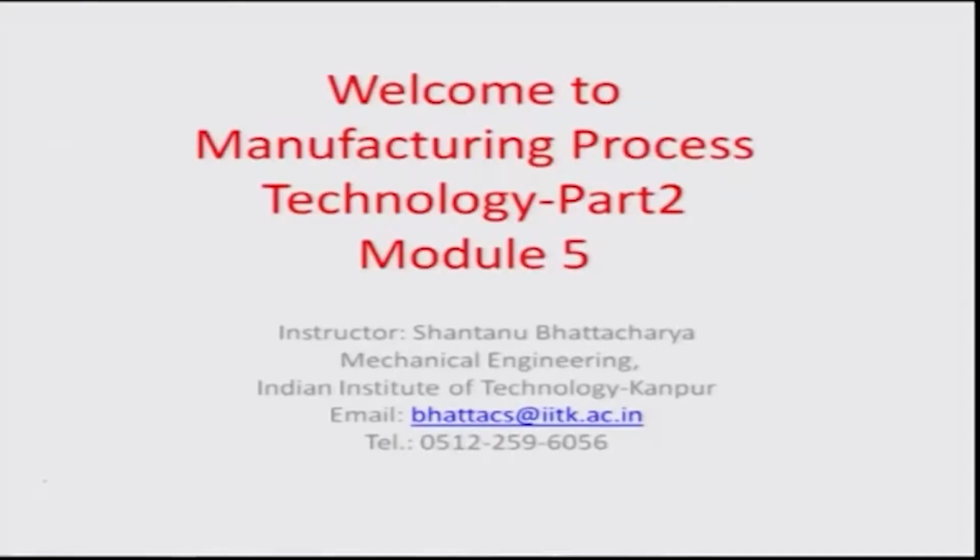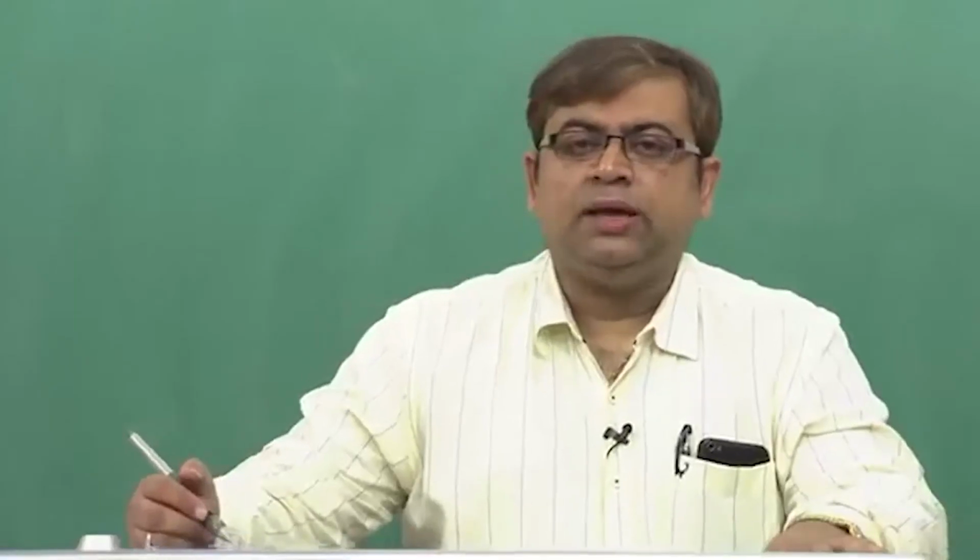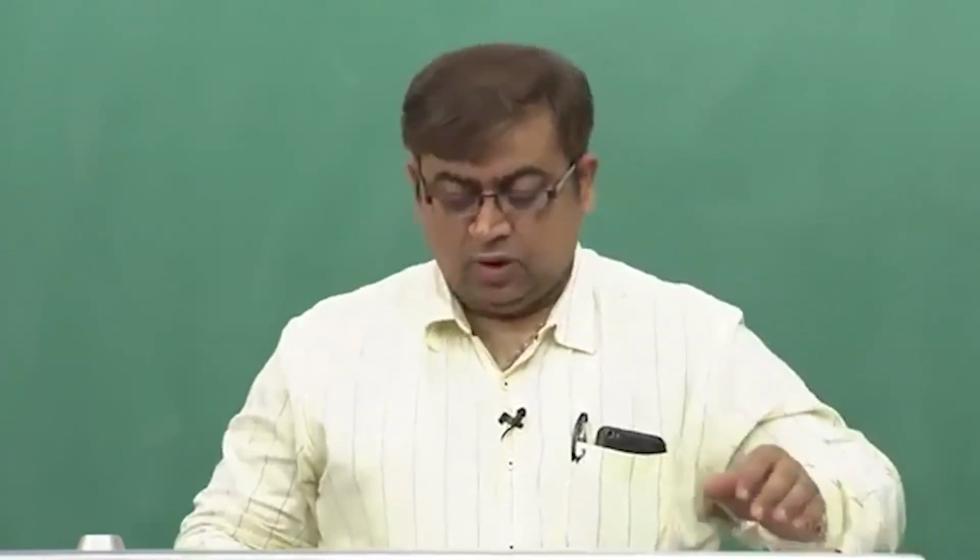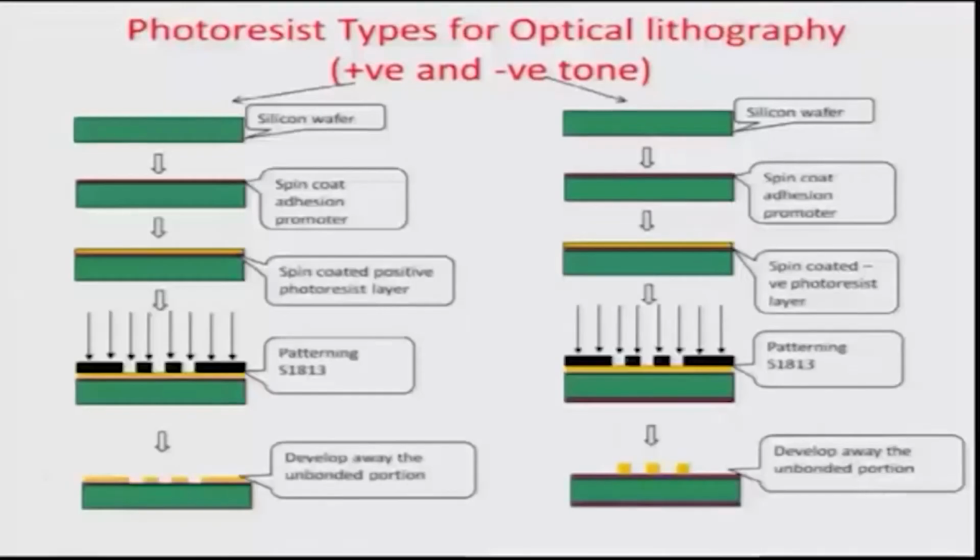Manufacturing Process Technology Part 2 Module 5. We were talking about photolithography, and in context of that I would like to mention that there are two different kinds of lithographies that we have discussed. One is with respect to optical lithography with a positive tone resist, and another with a negative tone resist. As we have already discussed, in a positive tone resist case, wherever there is exposure, the material gets debonded and it goes away.